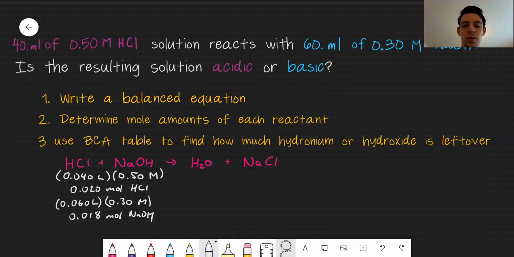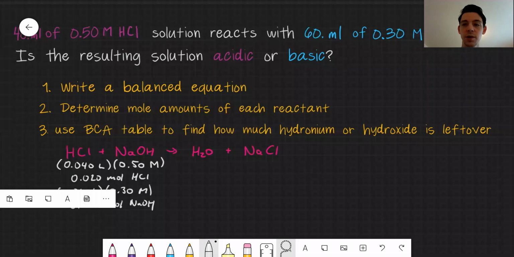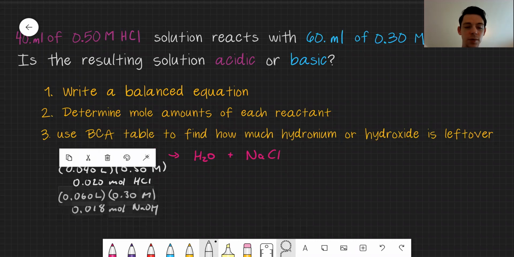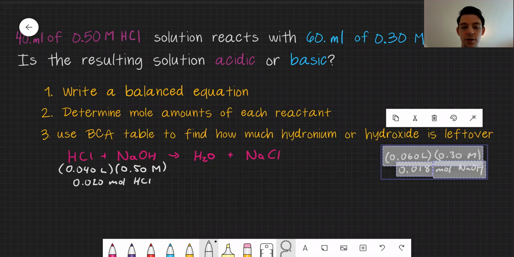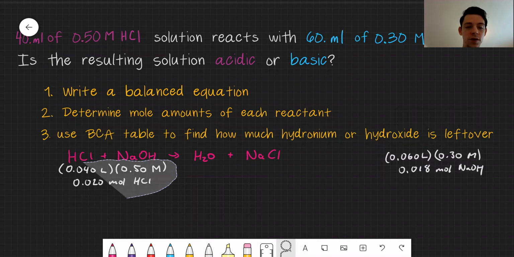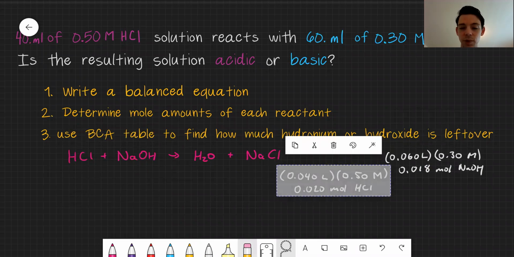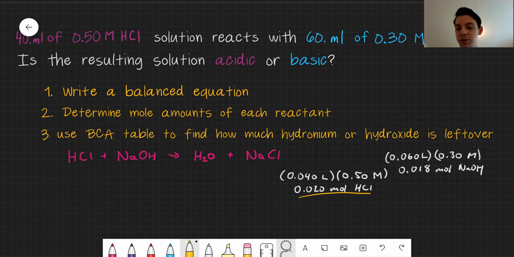Our last step is we are going to use a BCA table to find out what is left over. Essentially, this is a limiting reagent problem. We want to find out if NaOH or HCl is limiting and how much of the excess is left over. If you understand limiting reagent problems, it shouldn't be very hard to tell which of these two will be used up first because they do react in a 1-to-1 ratio. Whichever one you have more of, that one's in excess. So let's see, right? I can tell HCl 0.02 moles, that's greater than 0.018 moles. Okay, HCl is in excess.